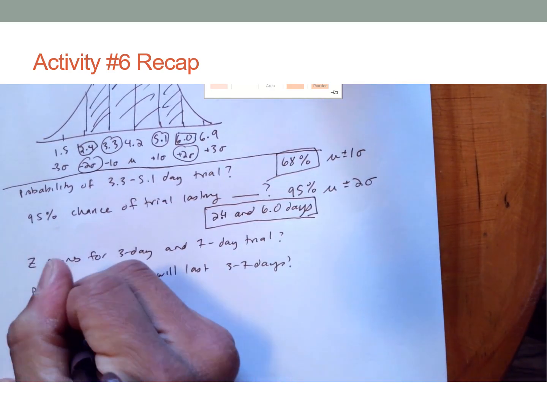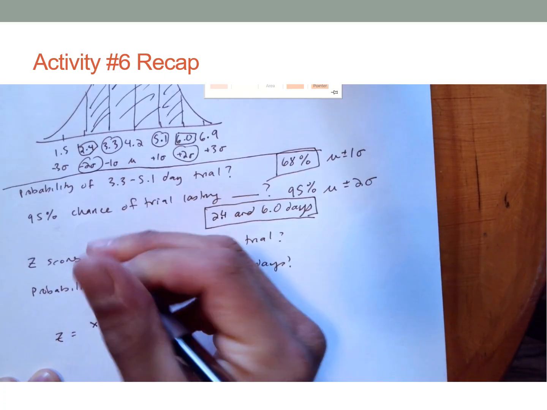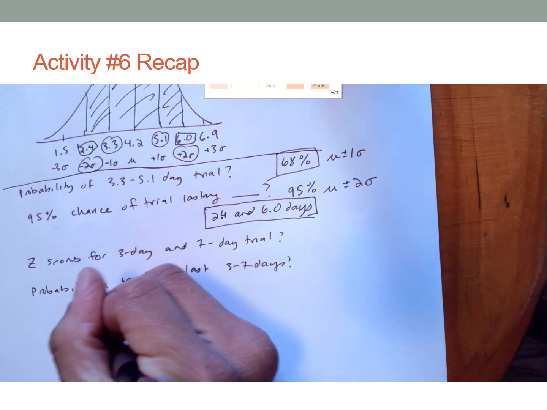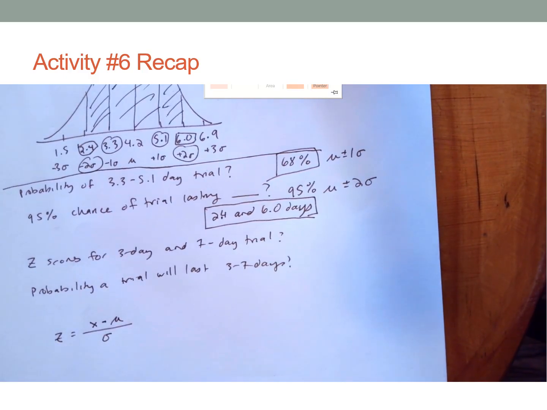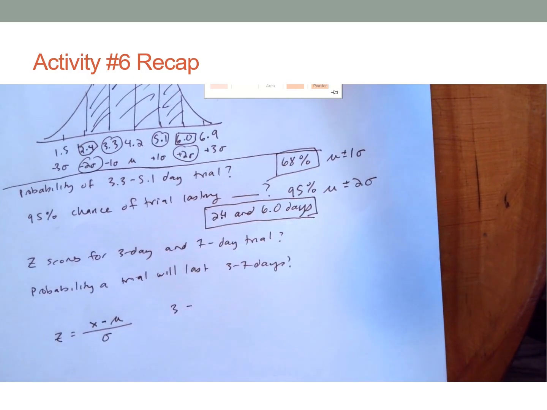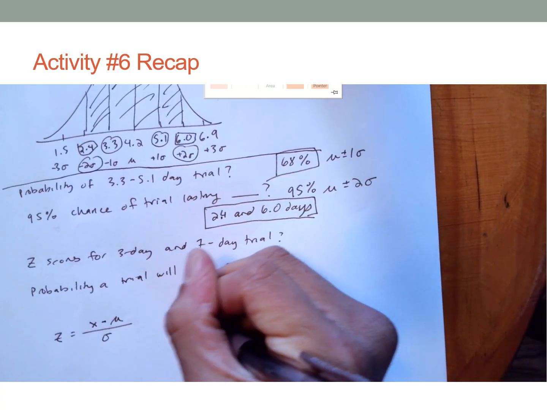Our z-score equation looks like this. We're going to take our value of interest, whatever that is, subtract the mean for the probability distribution, and divide by the standard deviation for the probability distribution. So for a 3-day long trial, we'll plug in 3 for our value of interest. We'll plug in our mean, which is 4.2 days, and we'll plug in our standard deviation, which is 0.9 days.